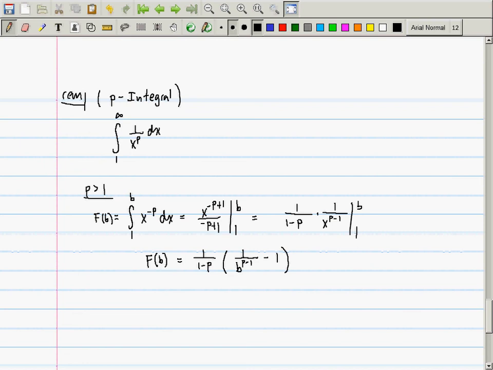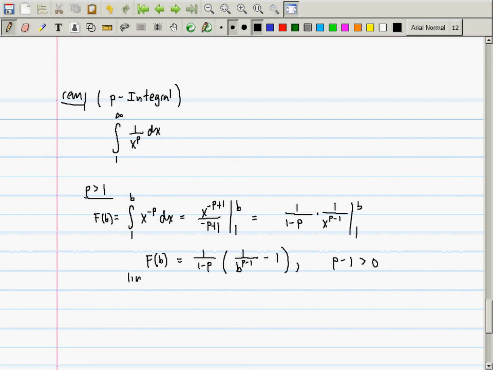Okay, now p minus 1. So we're in the case that p is some number greater than 1. So p minus 1, if I take some number greater than 1 and I subtract 1, then the resulting number is greater than 0. So notice that p minus 1 is positive. Since p minus 1 is positive, you can now tell me what is the limit.